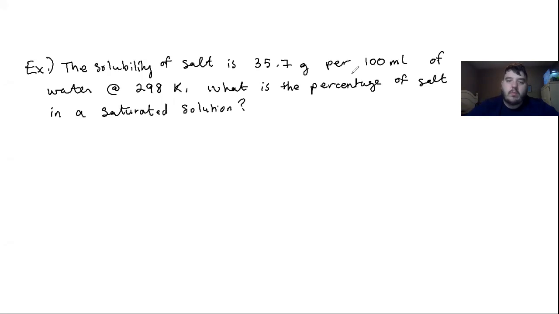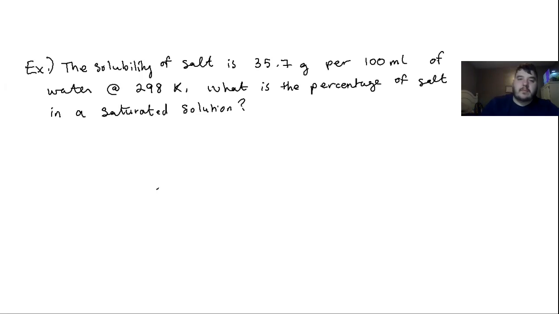So let's think about what we've got here. We've got a solute, we've got a solvent. Those two things together are going to create a solution. So we've got all the pieces we need to calculate the percentage of salt. Let's think about the masses here. So we're going to need to know the masses.